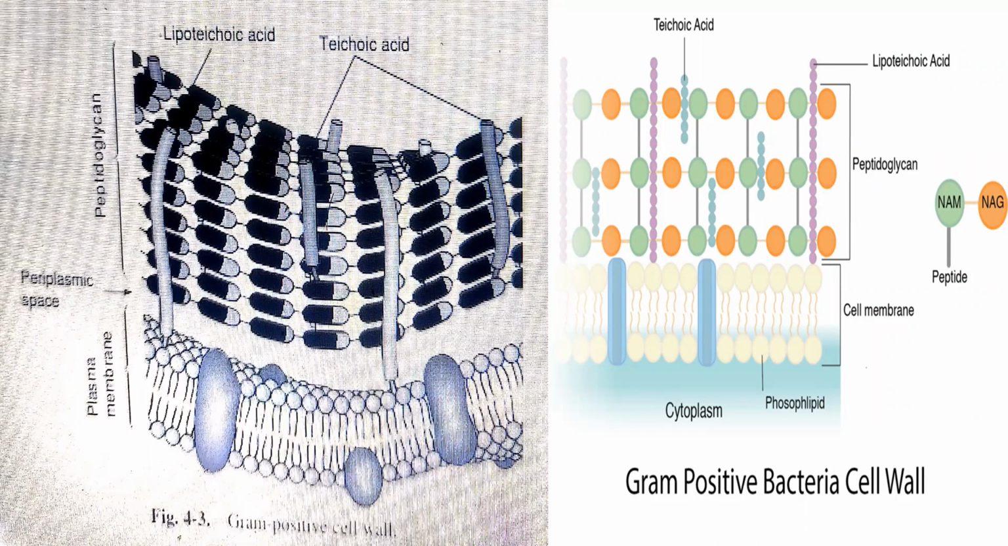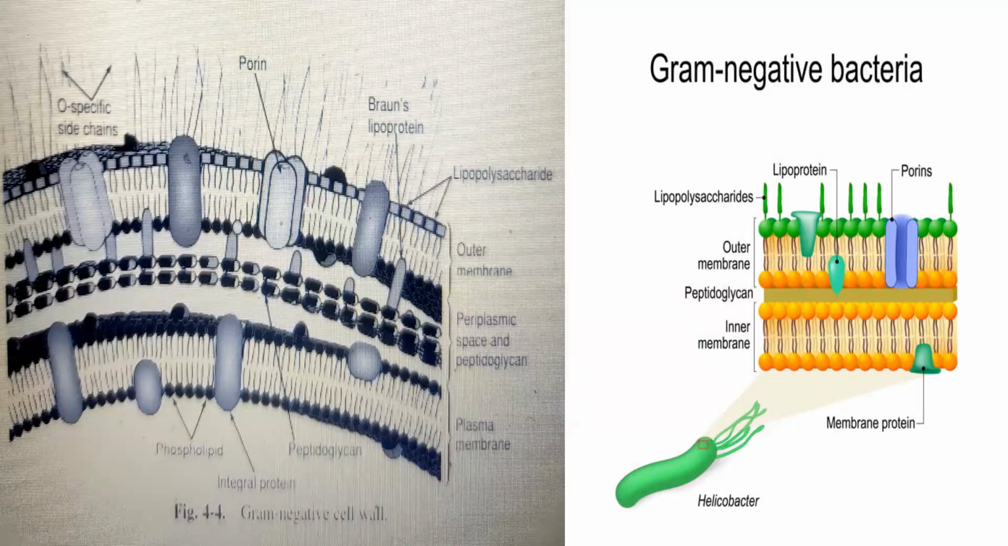Now we will discuss the cell wall of gram-negative bacteria. As you can see in the diagram, we have the typical structure of the cell wall of gram-negative bacteria. Gram-negative bacteria have a different cell envelope structure than gram-positive bacteria. They have a cytoplasmic membrane, also called the inner membrane or plasma membrane. Then we have a thin layer of peptidoglycans. In between the peptidoglycans and plasma membrane, we have a space called the periplasmic space. Then above we have the outer membrane.